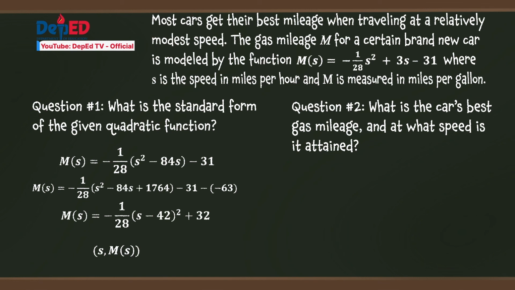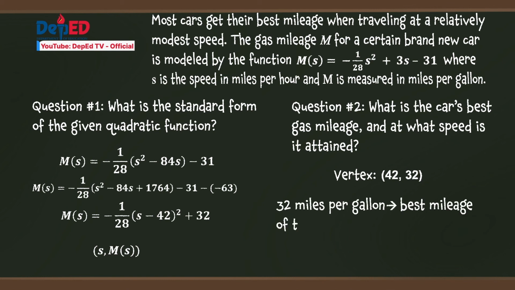Time is up. The vertex described by the ordered pair (h, k) can answer this. Looking at the vertex form, the value of h is 42, while that of k is 32. Hence, the vertex is described by the ordered pair 42, 32. This means that the best mileage of the car is 32 miles per gallon, which is attained at the speed 42 miles per hour.